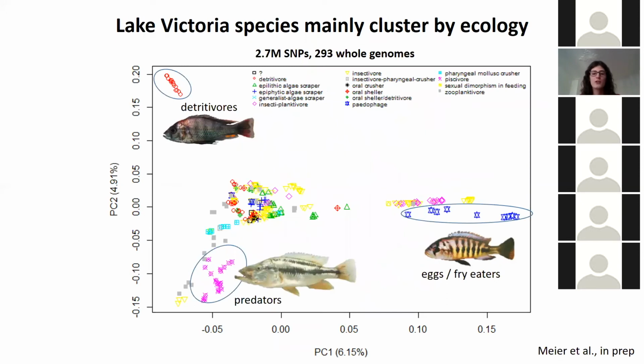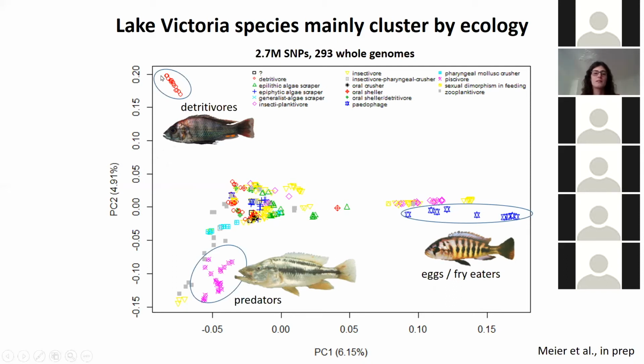So first, if we look at how the species within Lake Victoria clustered, this is now a PCA of 293 whole genomes. And you can see the different ecological groups shown with different symbols, like here these stars are egg and fry eaters, here we have a little group of detritivores, or here we have some predators. And it seems in general that the species cluster by ecology.